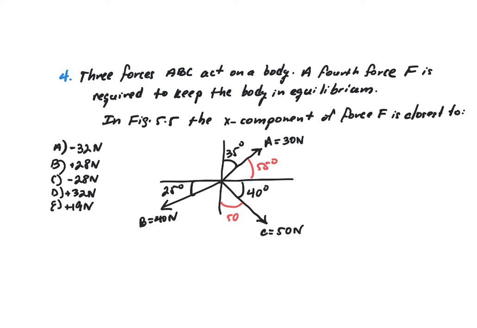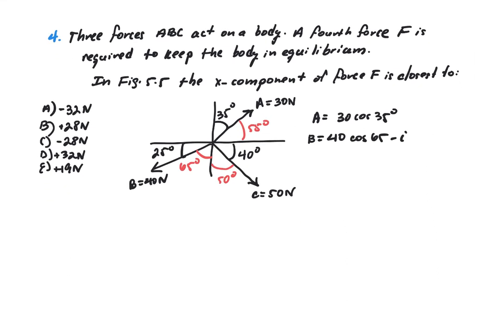This one is going to be 50. And this one is going to be 65. So for A, it will be 30 newtons of 30 cosine of 35. For B will be 40 cosine of 65, minus in the x direction. And C will be 50 cosine of 50.